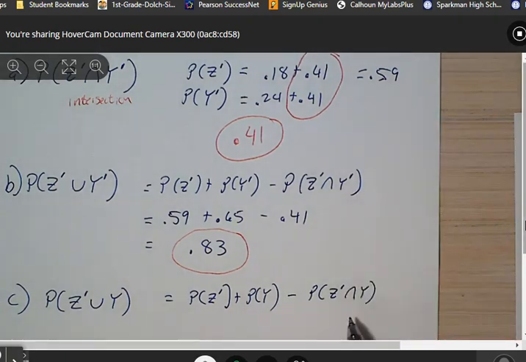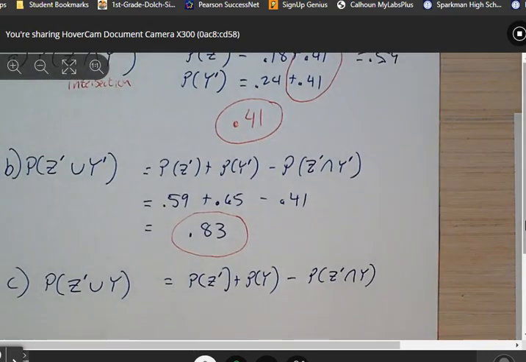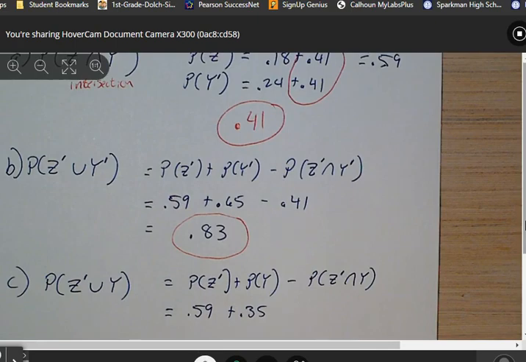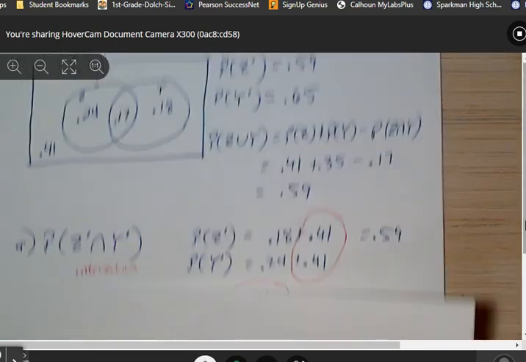All right, now that one's where we don't have that part yet. So that's the part we'll have to go back and look at. But we do have Z prime. That was 0.59. We were given the probability of Y, which was 0.35. We've got to find the intersection of Z prime and Y. All right, so let me do that. Let me pull back up to the top so we can see the Venn diagram here. So Z prime and Y.